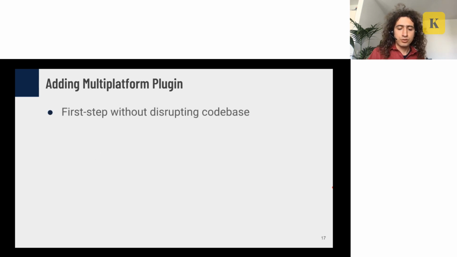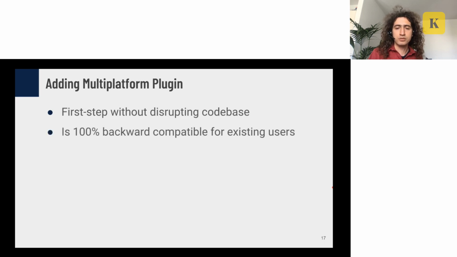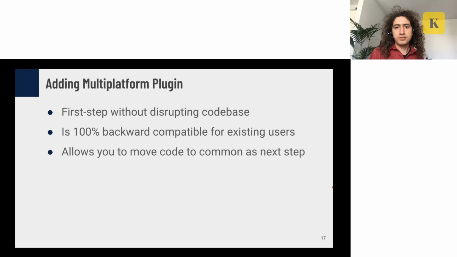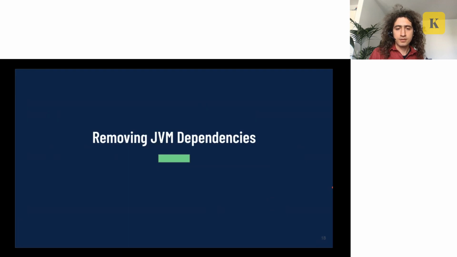So in short, it is really the first step without disrupting the code base. You don't really do a behavior change. It's 100% backward compatible for existing users. So it's a really nice way to do it. Although the Kotlin multi-platform plugin in general is experimental, it is quite fine to do this as a first step. And immediately after this, you can start moving code to the common code base, the common source set.